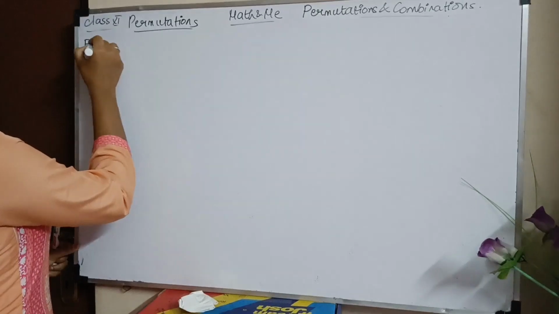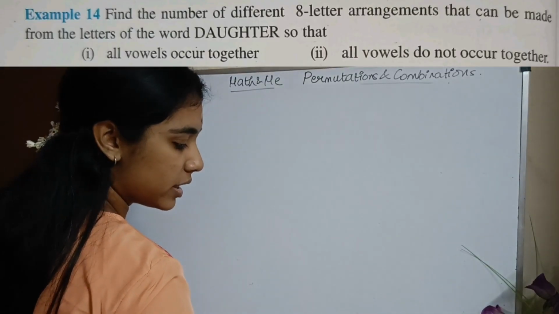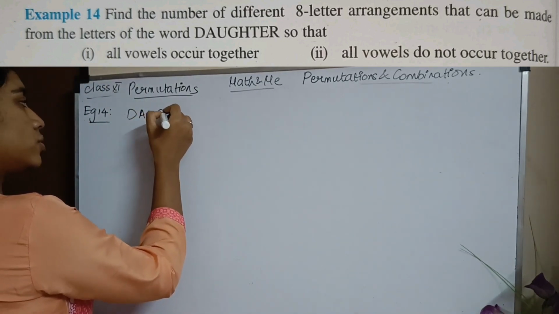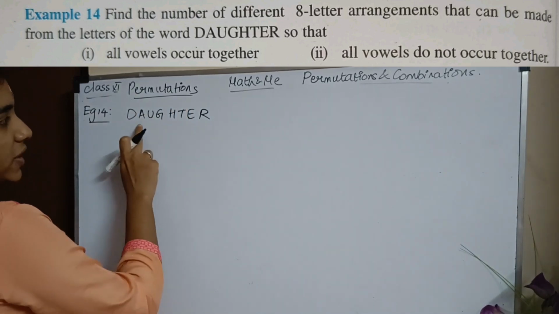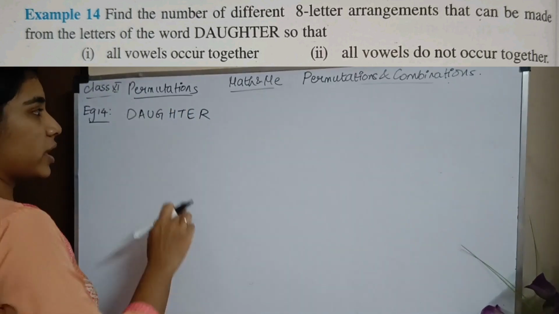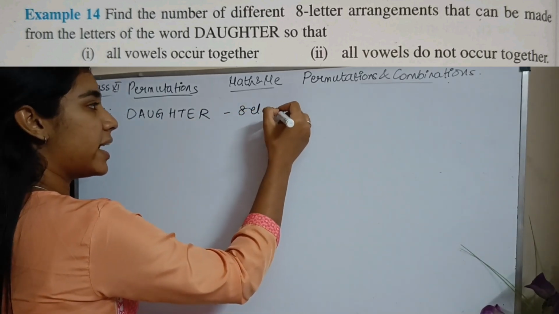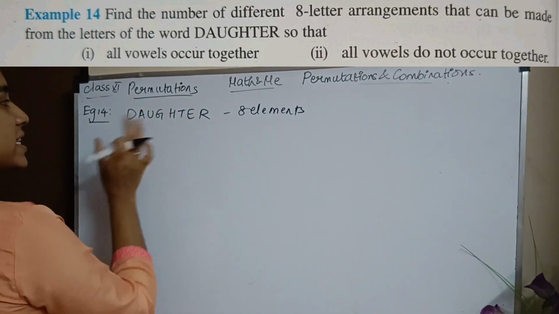Example 14. Find the number of different 8-letter arrangements that can be made from the letters of the word DAUGHTER. Is there any repetition? There is no repetition. Okay. So how many elements do you have? 1 2 3 4 5 6 7 8. So in total I have 8 elements. So how many different possibilities do you have using these 8 elements?